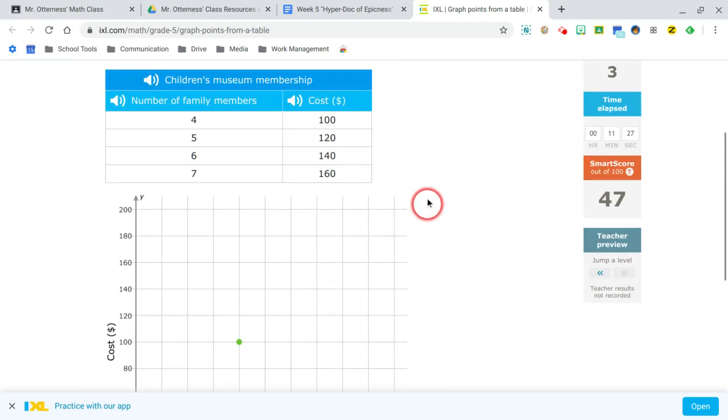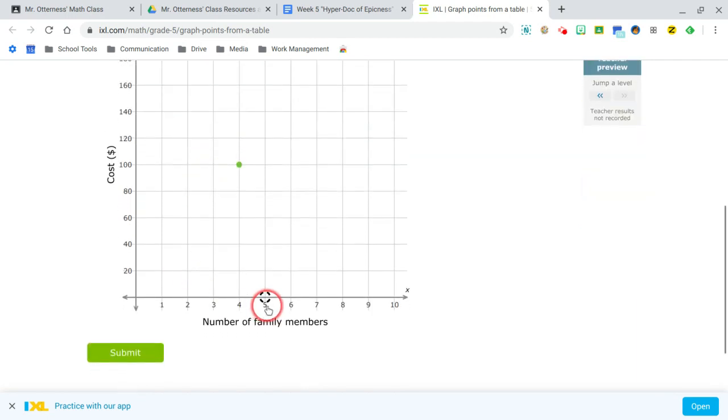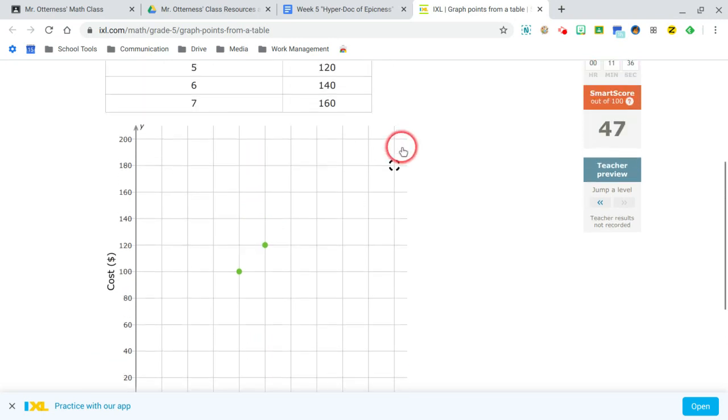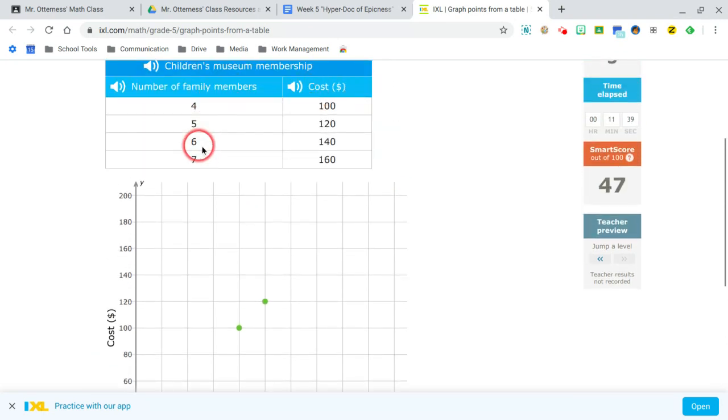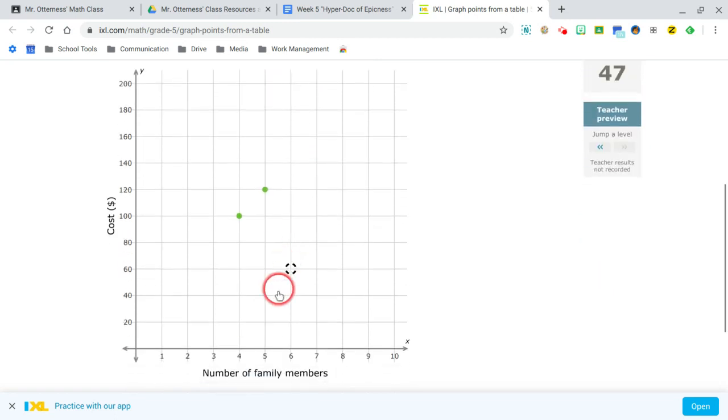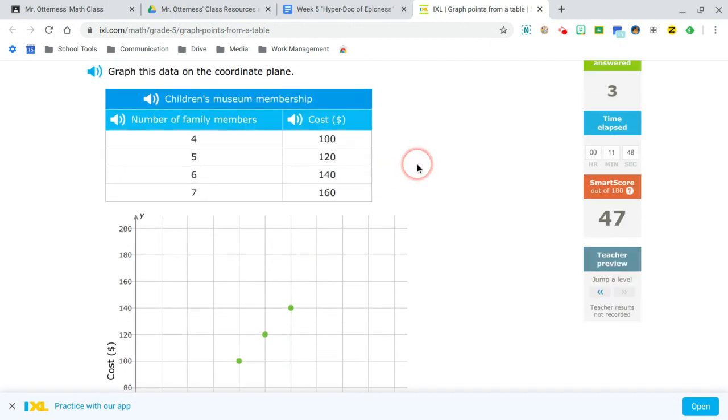Okay. And then our next ordered pair is 5 and 120. So 5 and 120. Okay. And then 6 and 140. And hopefully by now you're starting to see the pattern, right? That it appears that if we start with 4 family members, it costs $100. And then we go to 5 family members, it costs $120. We've increased by $20. And 140, we've increased by $20 again. And 160, we've increased by $20 again.